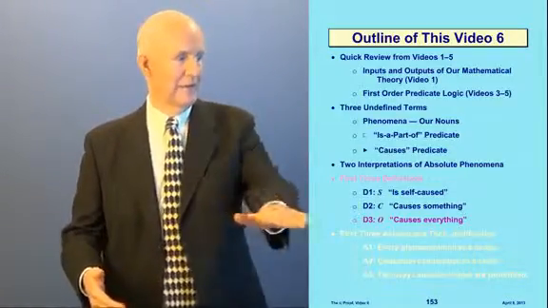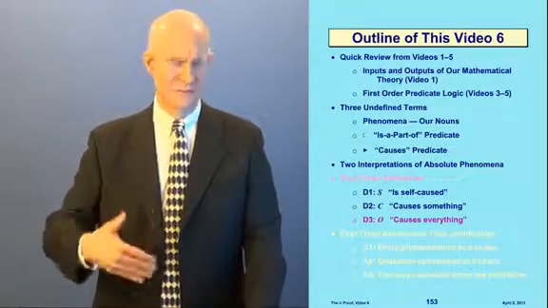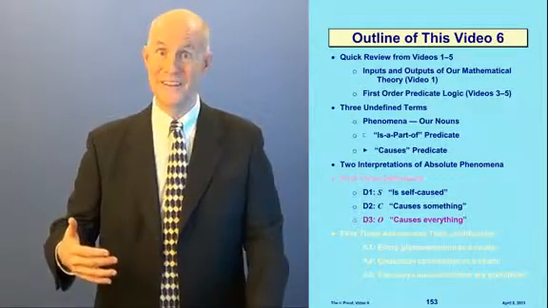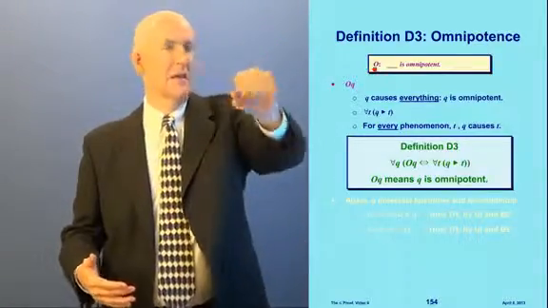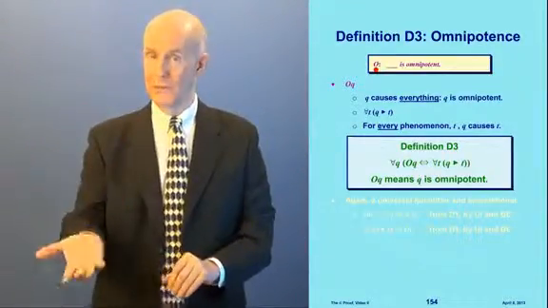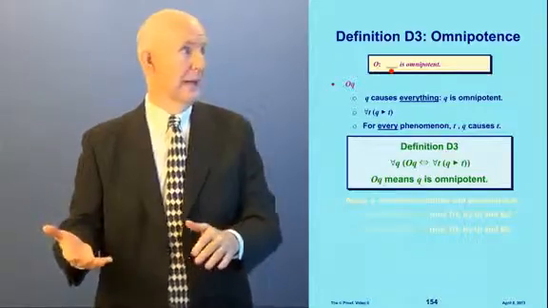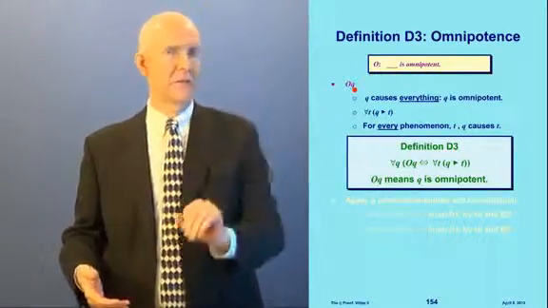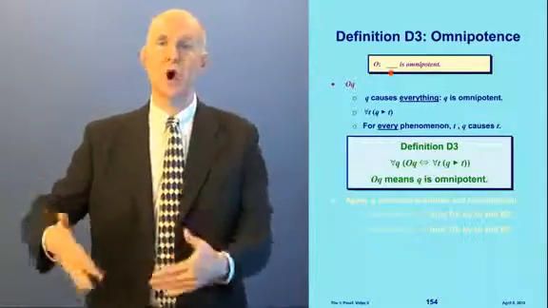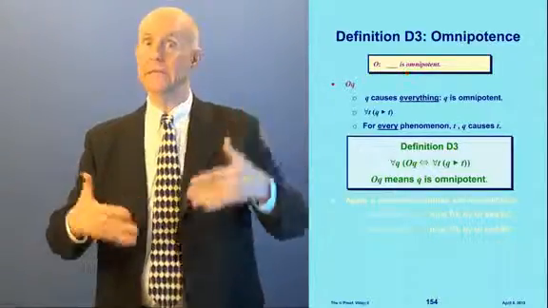All right, now our last definition, definition 3. We're going to do another definition in the last video. This is omnipotence. Capital O is a one-place predicate, a predicate with one blank. That means blank is omnipotent. So if I do capital O, lowercase q, what does this mean? It means Q causes everything. Q is omnipotent.